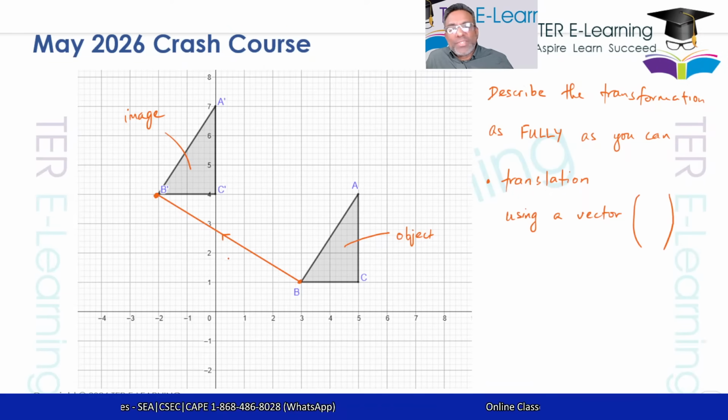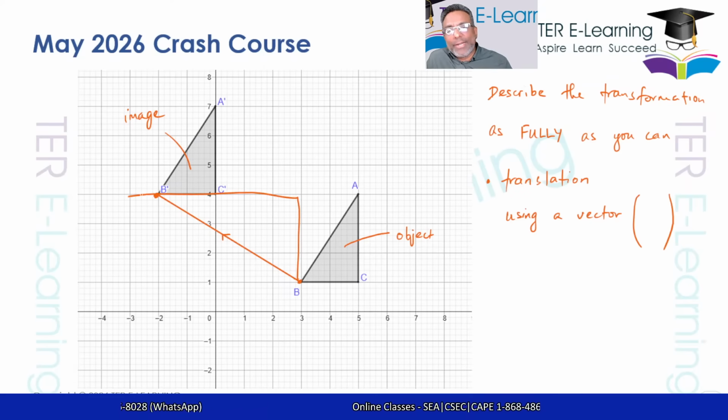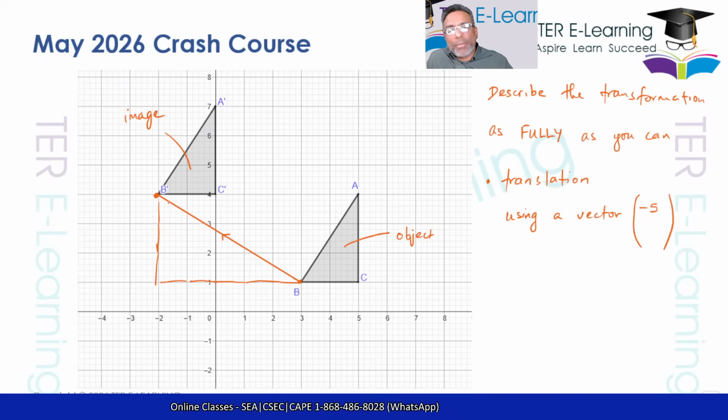Now you're always moving in the horizontal direction first. Because some students, what they do, they go up and then they go across. But that's not what you're doing. You have to go across first. So we go 1, 2, 3, 4, 5. So that's 5 units to the left. And because you're going to the left, it is going to be -5. And then we're going to go 1, 2, 3 upwards. So it's going to be -5, +3.